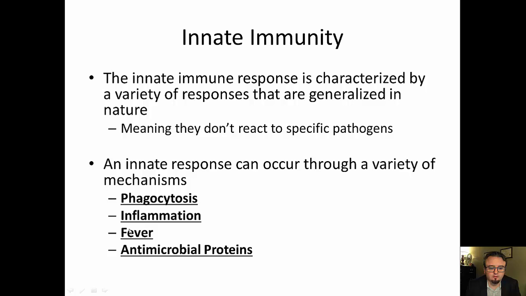Inflammation can lead to fever, and there's also a cascade series of a variety of different what are called antimicrobial proteins. So these are kind of acellular immune components that will attack and try and ward off various invading microbes. So really, it's a whole series of reactions that all kind of work together.